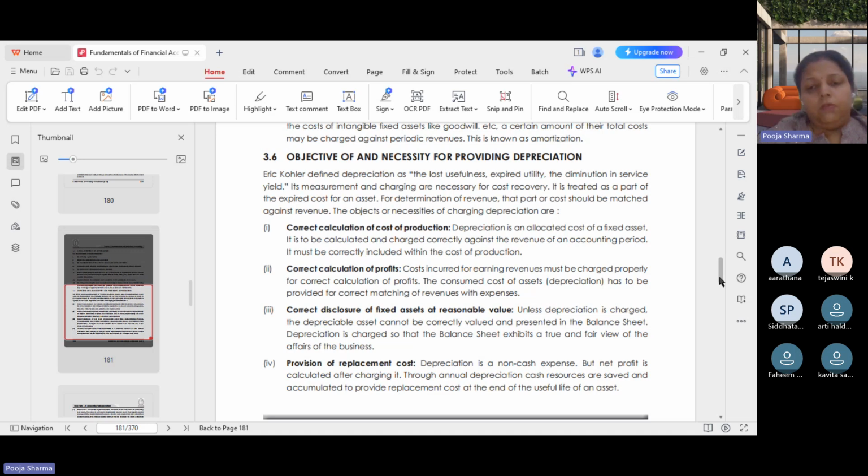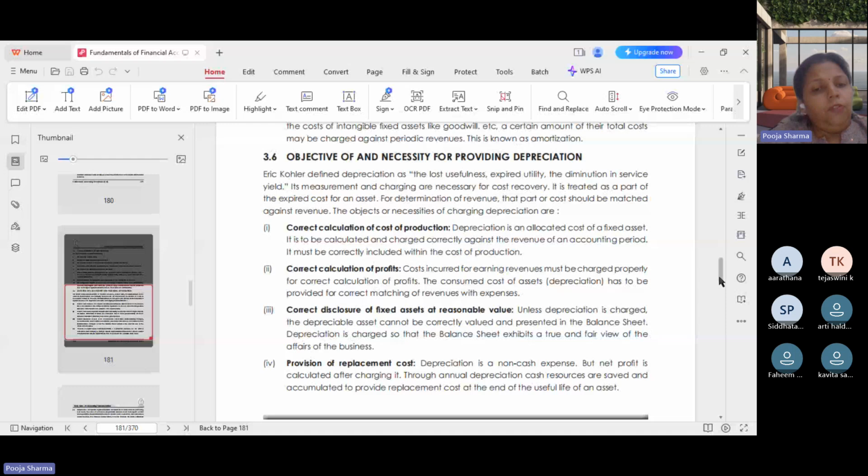Okay. We have already discussed this is a non-cash expense. There is no cash outflow, but net profit is calculated after charging it. In net profit we will charge it as a loss. So annual depreciation is a cash reserve, saved and accumulated to provide replacement cost at the end of useful life. Every year, we write off some amount by the name of depreciation. At the end of, suppose, 8 years, we have some accumulated amount. It will help us to purchase a new asset at the time when we have to replace the asset.